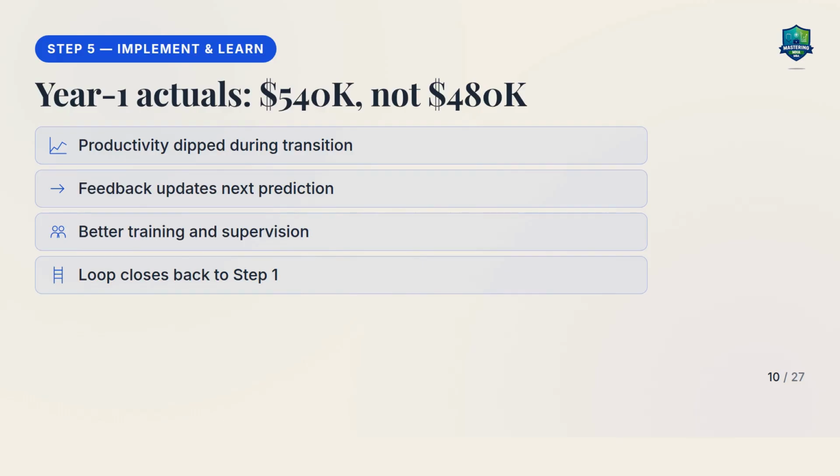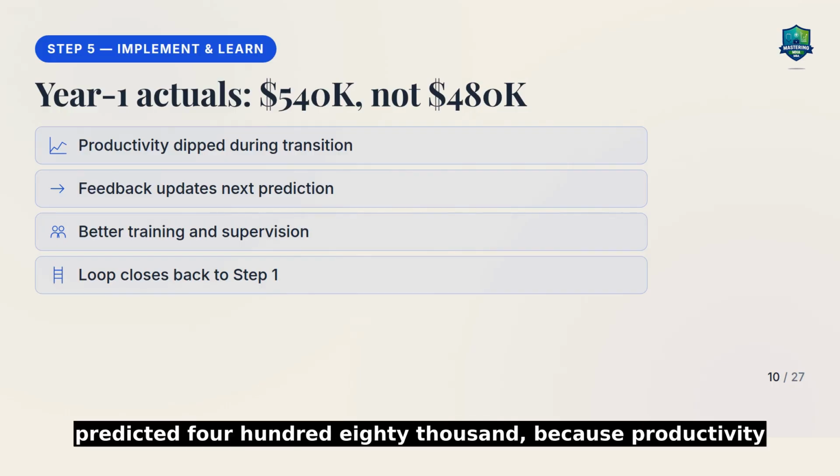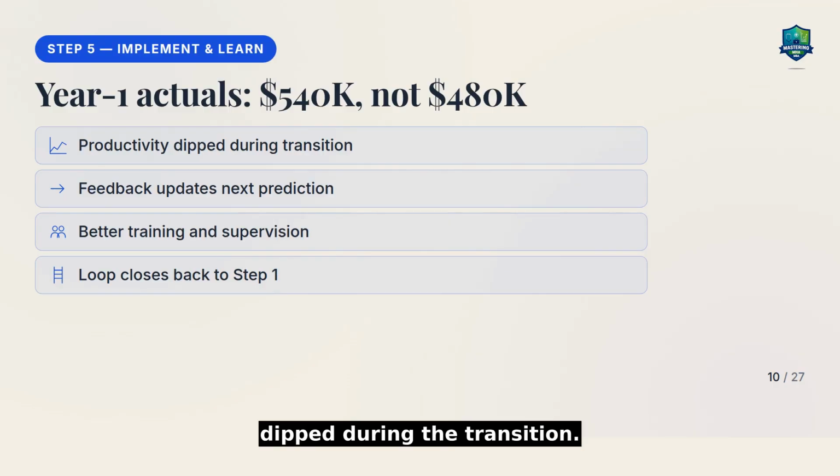Step 5. Implement and evaluate. A year later, actual manufacturing labor cost was $540,000, not the predicted $480,000, because productivity dipped during the transition. That's the feedback. It can change the next prediction. It can change the implementation. Better training, better supervision. The loop closes.